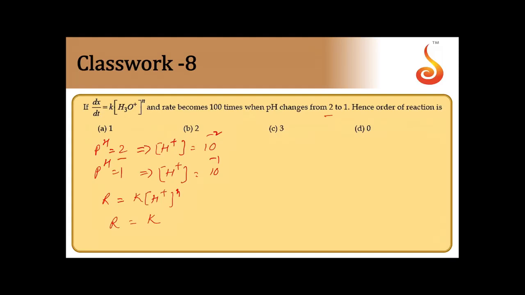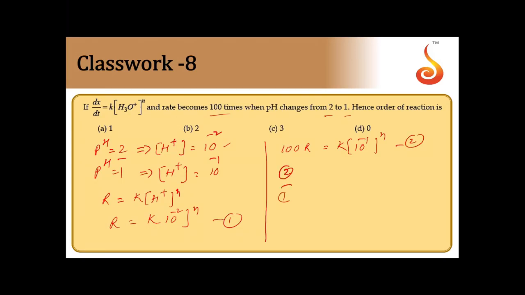So when pH is 2, hydrogen ion concentration is equal to 10 to the power of minus 2. So rate R equals K into 10 to the power of minus 2, whole to the power of n. I take it as equation 1. The next pH is 1. When pH is 1, rate is changing by 100 times. So 100 R is equal to K into 10 to the power of minus 1, whole to the power of n. Let us take it as equation 2.